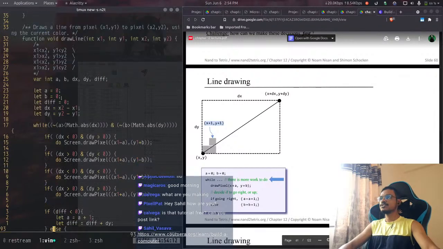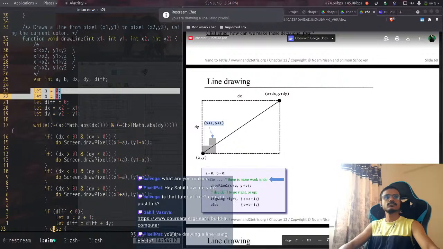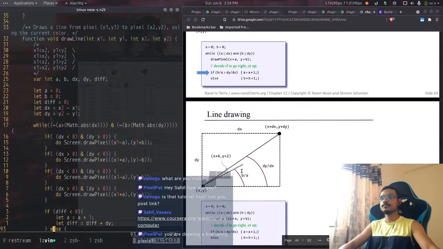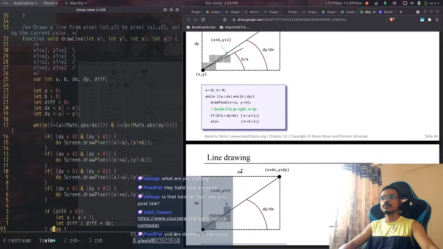So we start with a and b as 0 initially. Yeah, I'm drawing a line using pixels. So this is the algorithm that I'm trying to follow. Let me show you the algorithm. Am I online? Like, is the stream lagging or something?